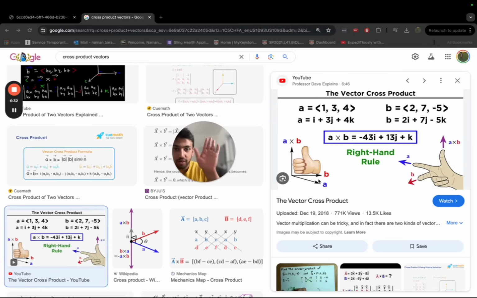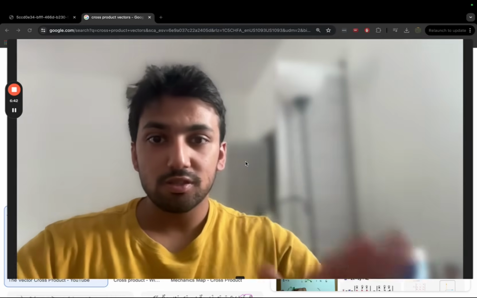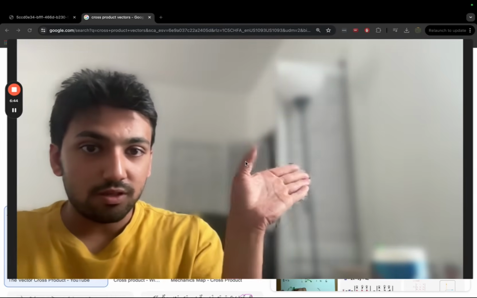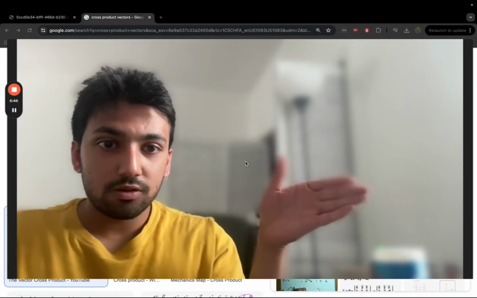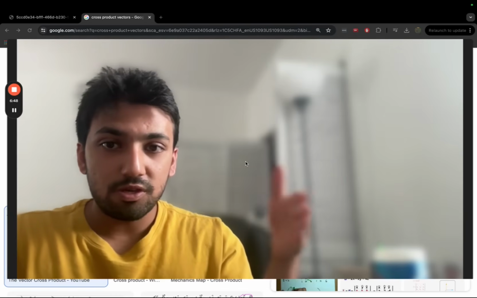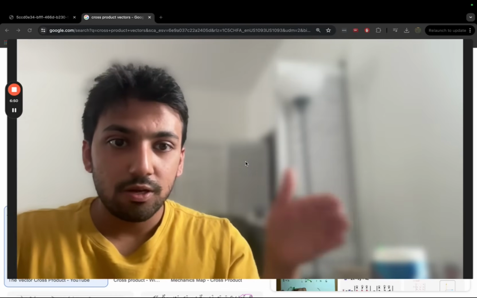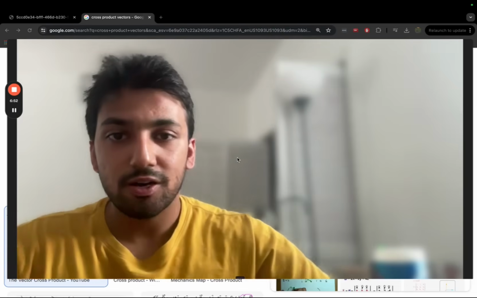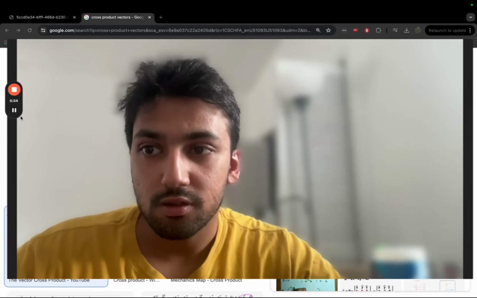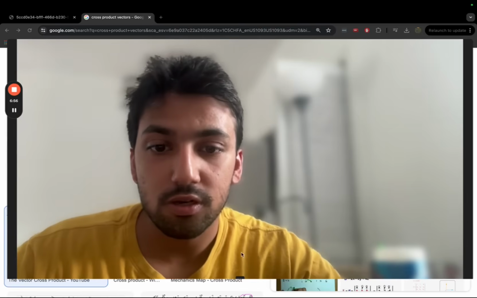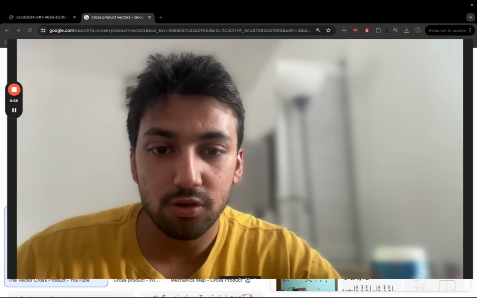So you point your hand in the direction of A, and then you curl your hand towards the direction of B. I'm not sure if you're going to be able to see it. Let's increase my screen. In this example, my A vector is going this way, and I'm curling my hand inside toward the B vector. As you can see, my thumb is pointing up. And that's how you figure out the direction in which your cross product is going.